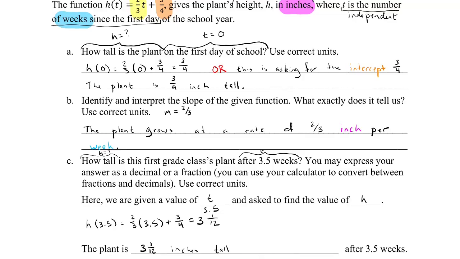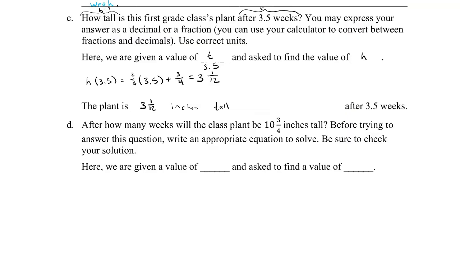after 3.5 weeks. We can also answer the question, after how many weeks will the plant be 10 and 3/4 inches tall? So this is asking us for t. This is giving us a value of h. So we're given a value of h, namely 10 3/4, and asked to find a value of t. We plug our known value of h into the equation, and that gives us 10 3/4 equals 2/3 t plus 3/4.